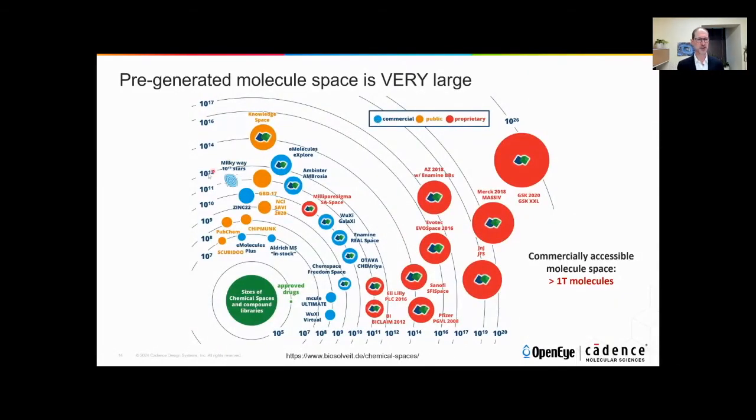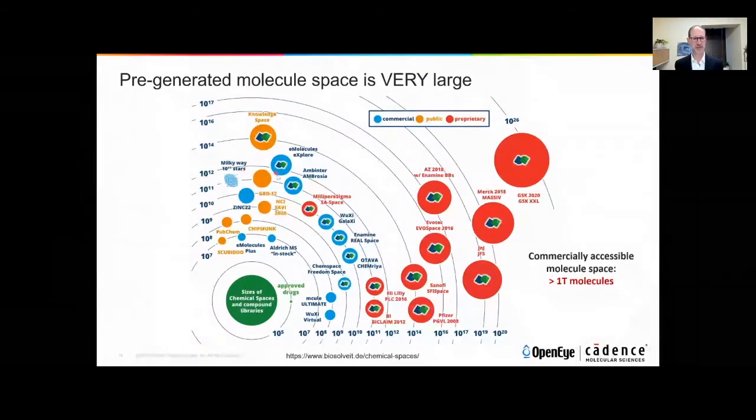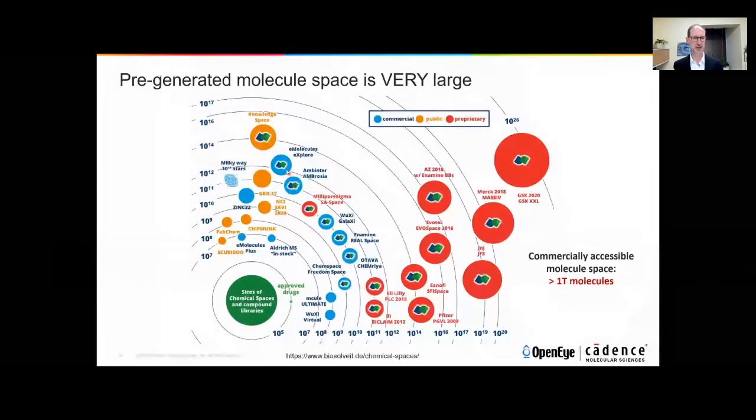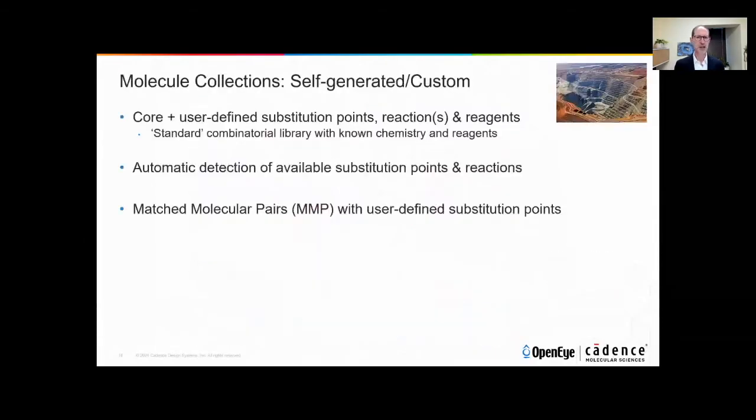So sticking with these unannotated vendor collections, these spaces here in blue are the commercial libraries, are enormous. If you look again at the axes here, these are the increments in orders of 10. The largest libraries from vendors are well over 10 billion, and some are getting into the trillion range. So commercially accessible molecule space is extremely large, and as I'll show in a moment, self-generated spaces can be even bigger. So a lot of focus I'm going to get on today is about how to deal with large libraries efficiently.